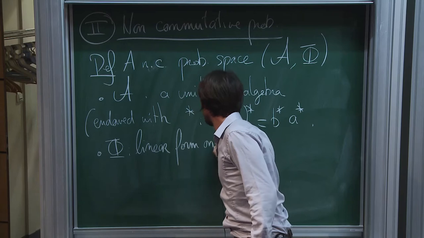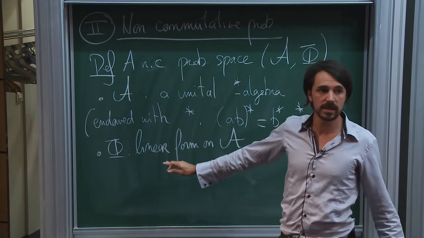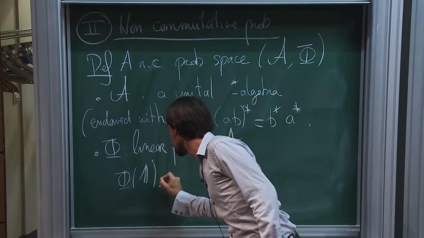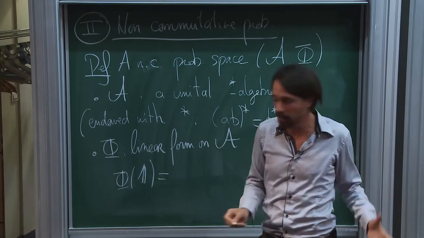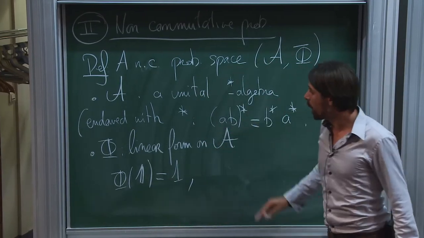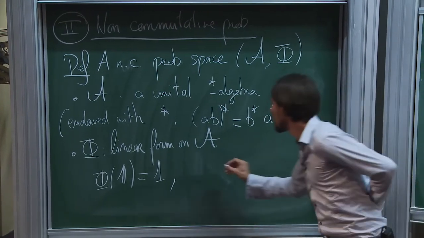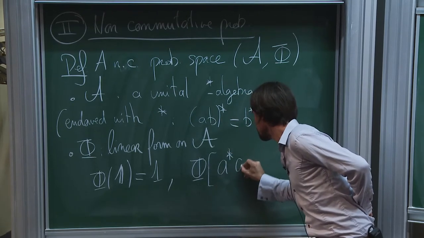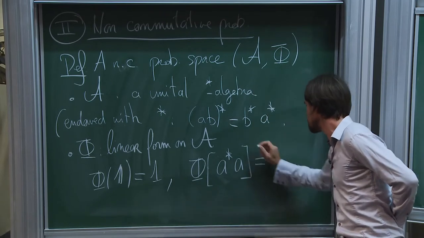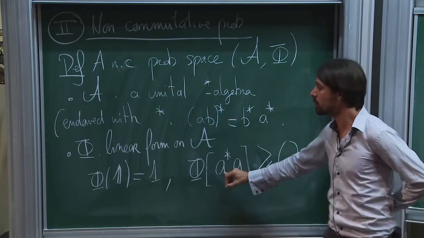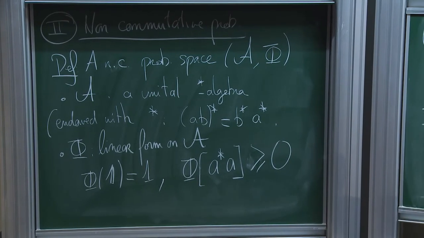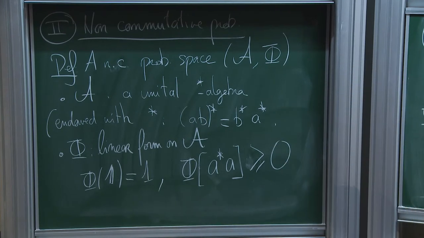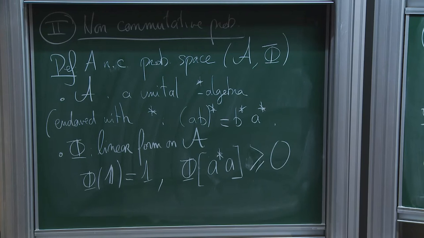on A. So if it plays the role of the expectation, we assume that phi of the unit of A, like the expectation of the constant function 1, is 1. And as we will need the flavor of analysis, we'll assume that the expectation of a positive element is positive, and in the non-commutative context, a positive element is an element of the form A star A. This will allow us to get a flavor of analysis when the distribution on the real line will realize the non-commutative distribution of variables.